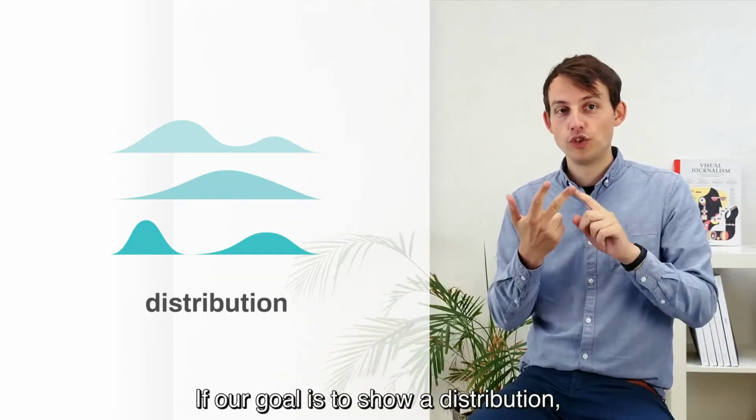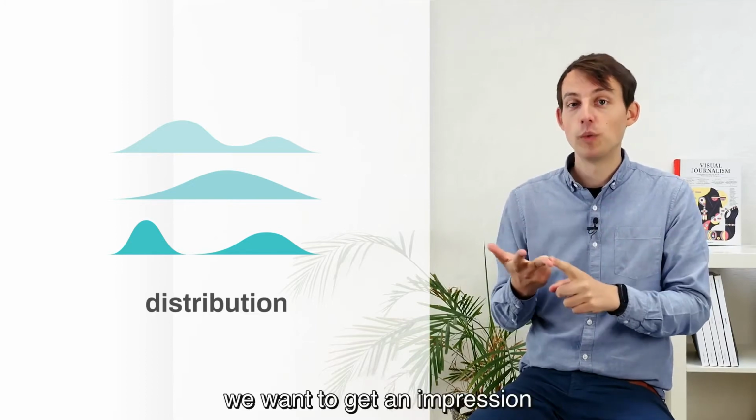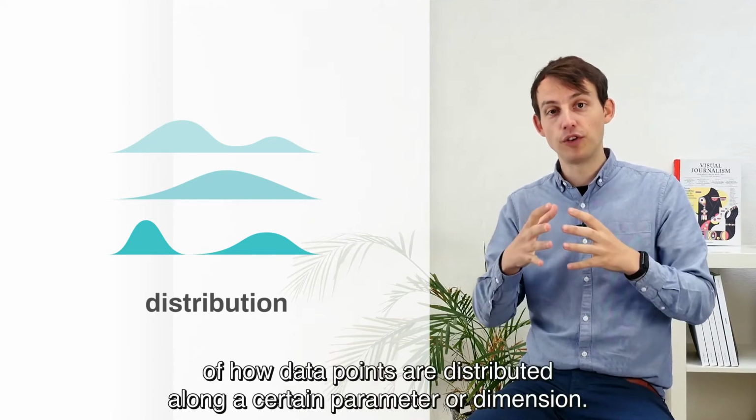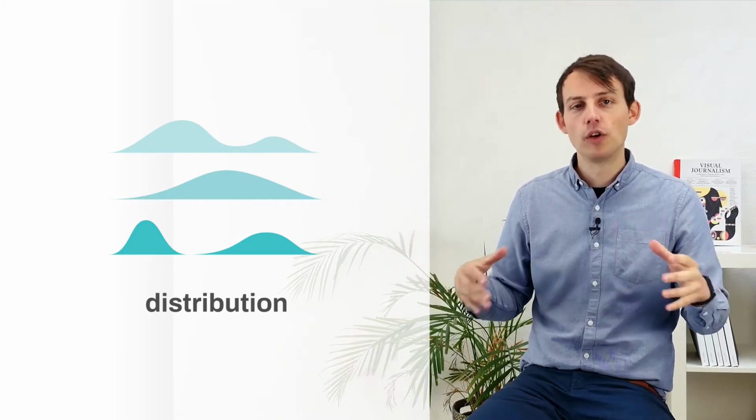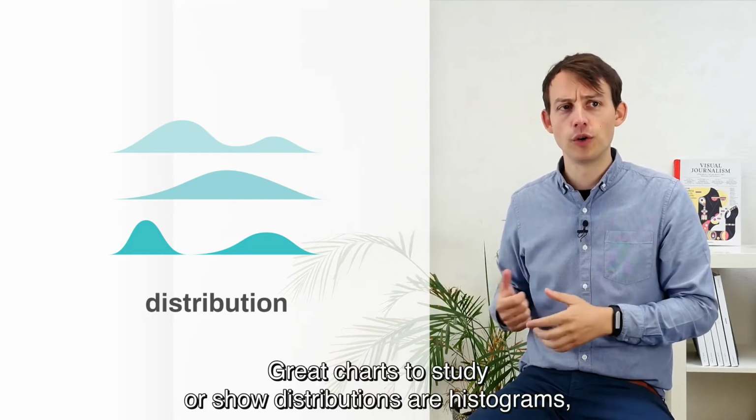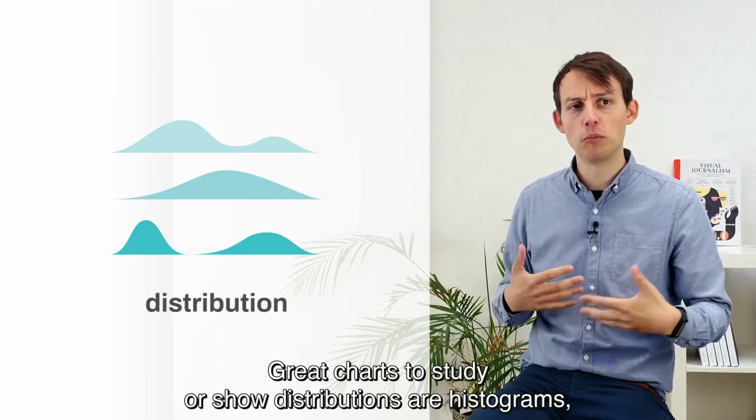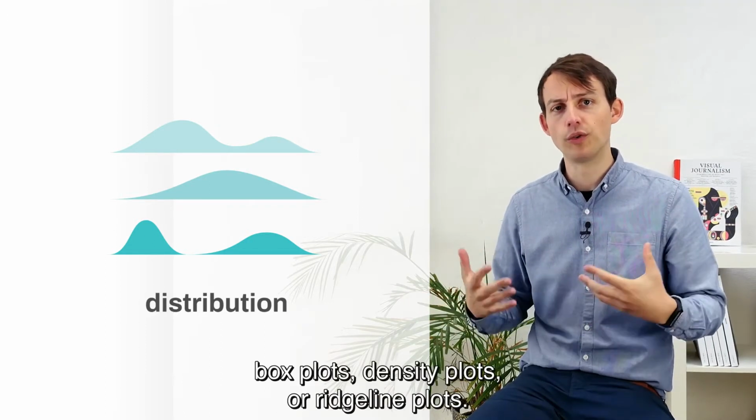If our goal is to show a distribution, we want to get an impression of how data points are distributed along a certain parameter or dimension. Great charts to study or show distributions are histograms, box plots, density plots, or ridgeline plots.